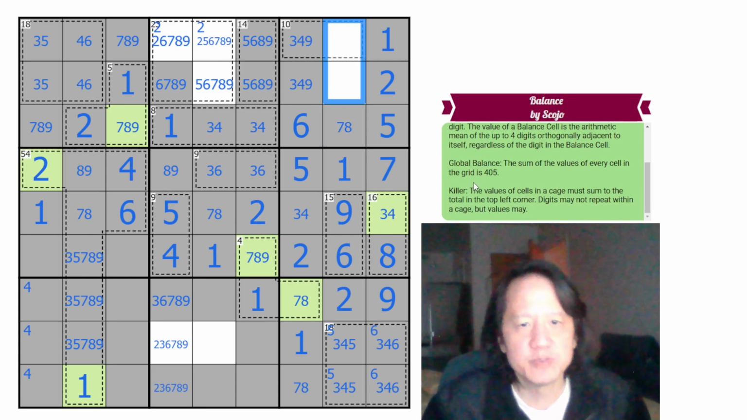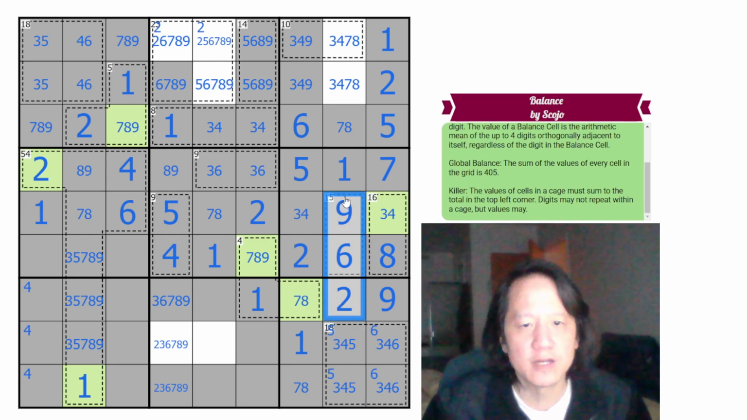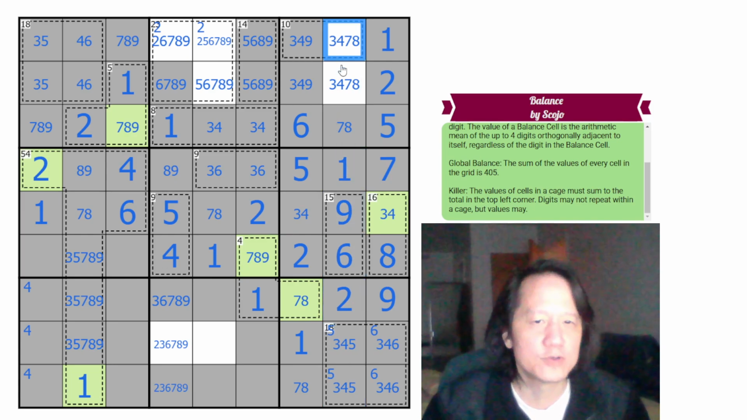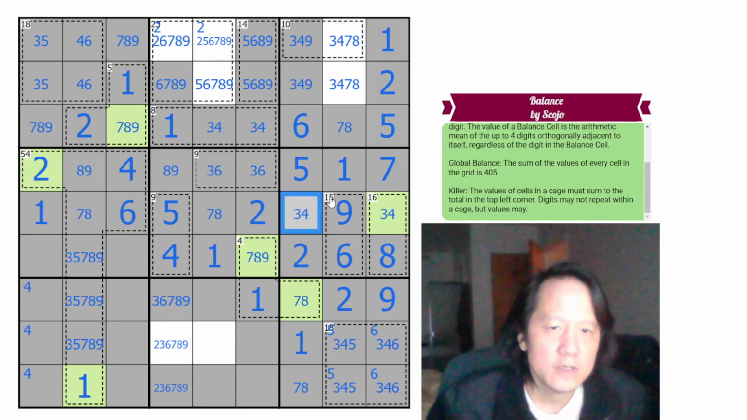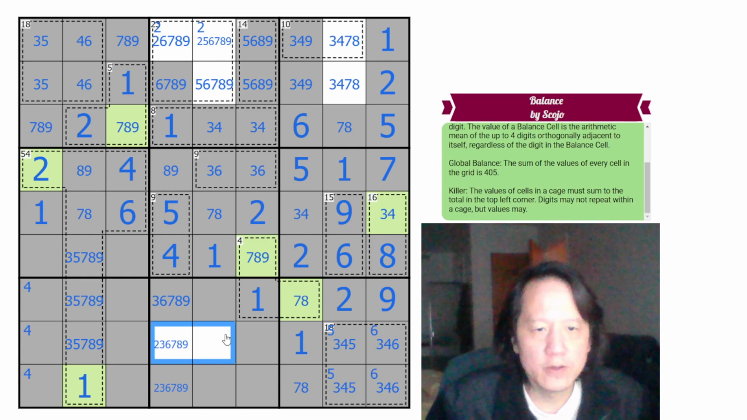Okay, this has to be 7 or 8 with 3 or 4. Right, because it cannot be 5 because we know the 5 is here, and then it cannot be 1, 2, 6, or 9. So this is 3, 4, 7, or 8. Okay.